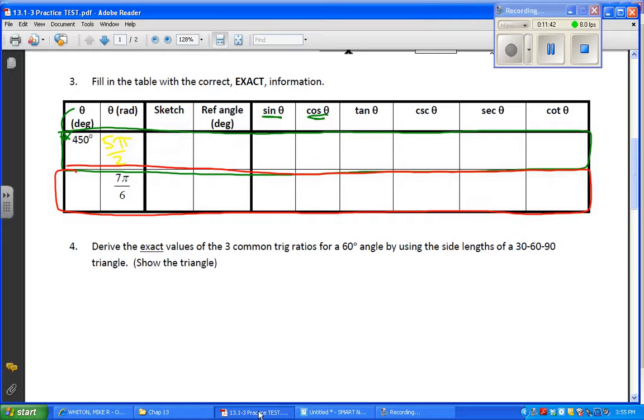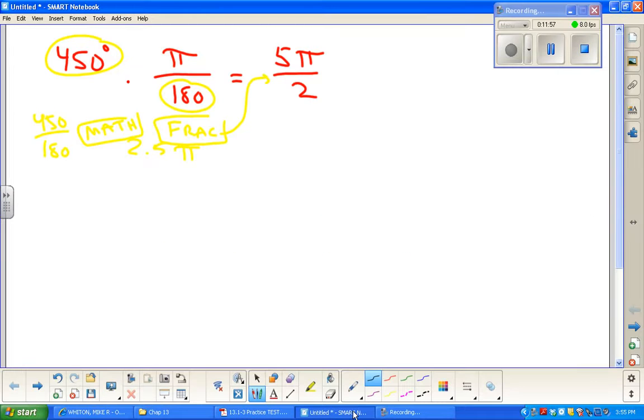Now the sketch. We need to figure out where this thing ends up. I basically just want a little picture of this in standard position. So here's my XY. 450 degrees would be a full circle, and then I have to go 90 more. So I'm going to end up at 90 degrees, actually. That's my coterminal angle. So the sketch: we go the full circle, 360, plus 90 more. So my sketch would look like that. I'm up here. The reference angle always gets you back to the x-axis, so the reference angle would be this, which is 90 degrees.